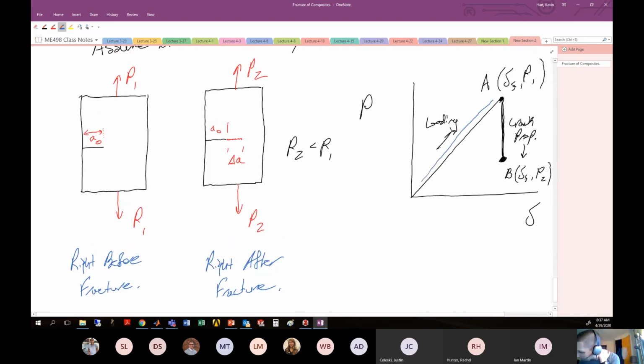So that's what we're trying to depict here. We load up. Can't stand it anymore. Crack happens, bang. We have to relieve the load so that we're not so stressed out. Sounds like me in quarantine, right?